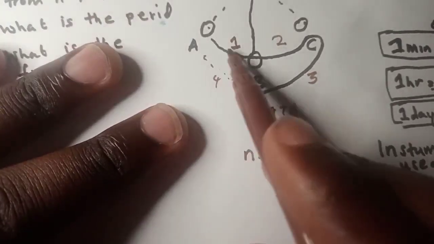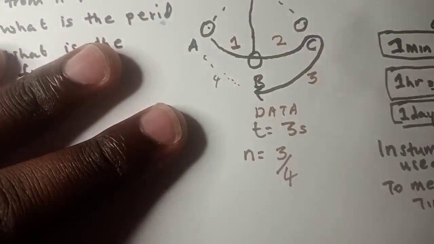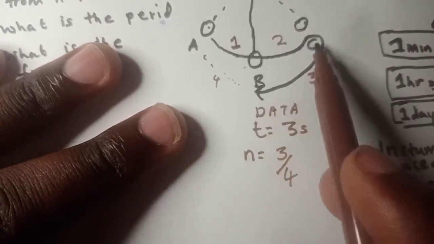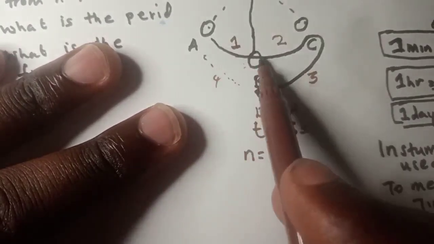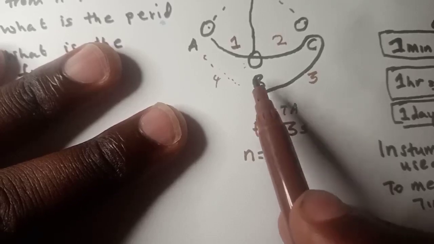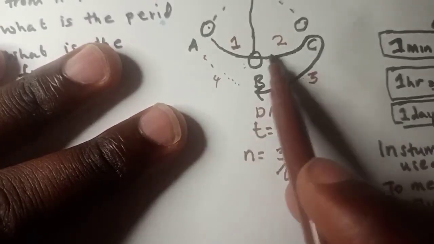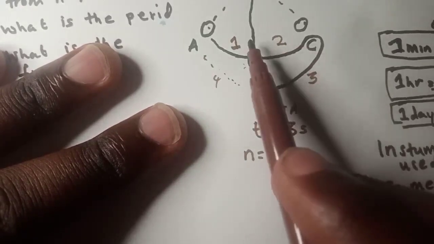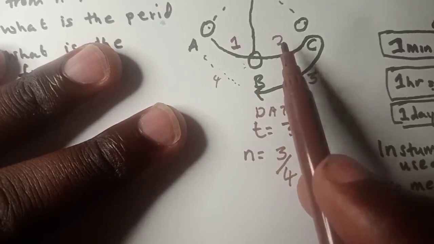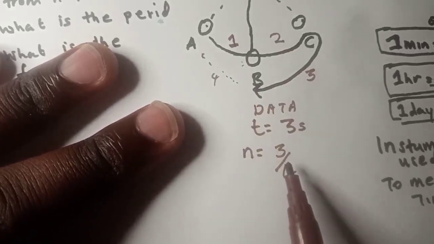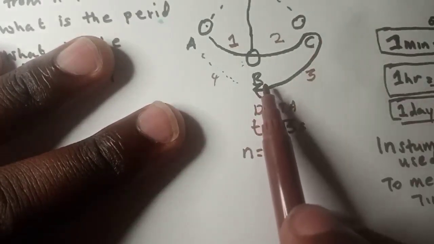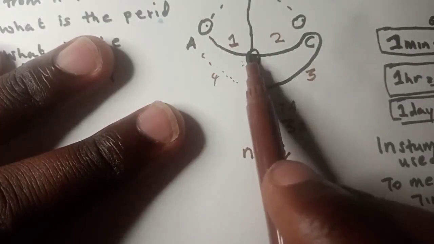So 1 like this is 1 complete oscillation. When it moves from A to B to C and back to B, you're just going to count 1, 2, 3, then over 4. It's always over 4. If we are told it moved from A to B and to C, it would have been 1, 2, so 2 over 4. But in this case, it went 1, 2, 3, so 3 over 4. If it moves 1, we're going to say 1 over 4.